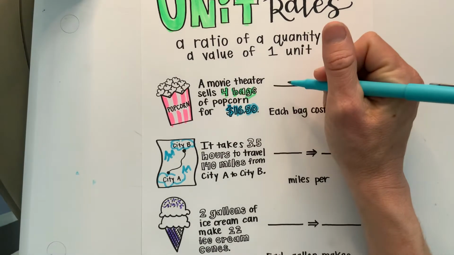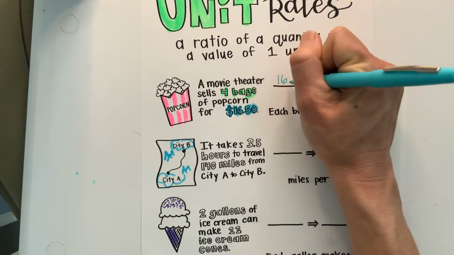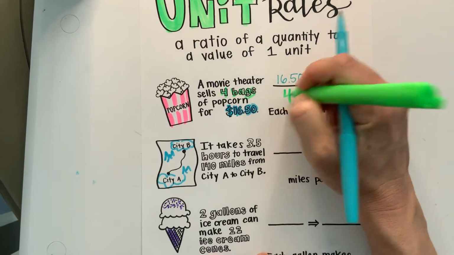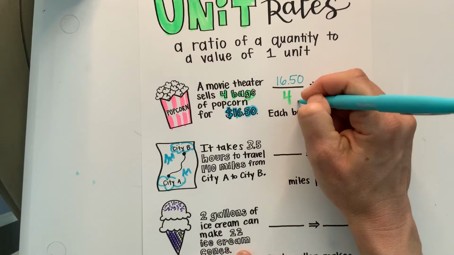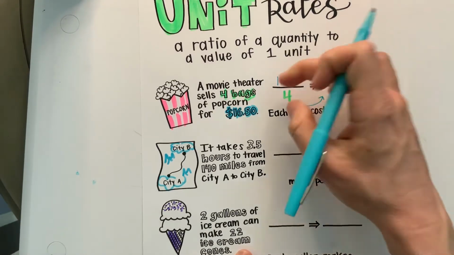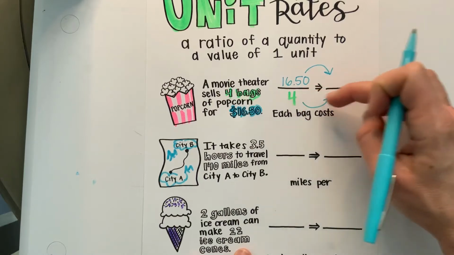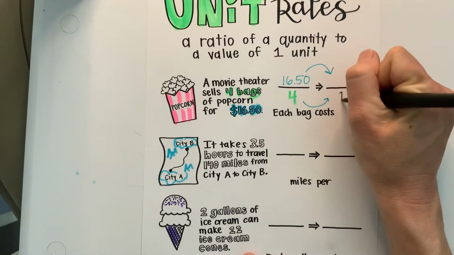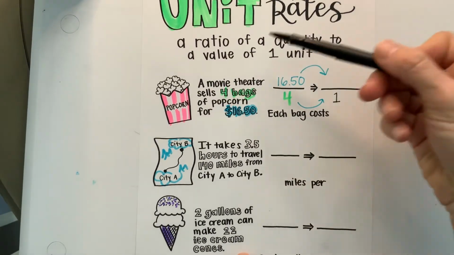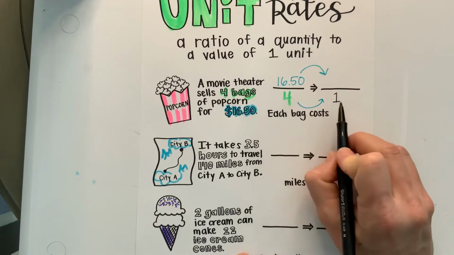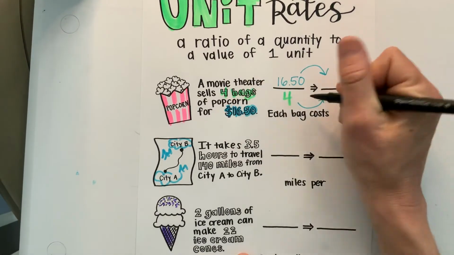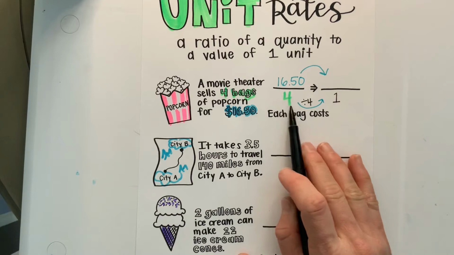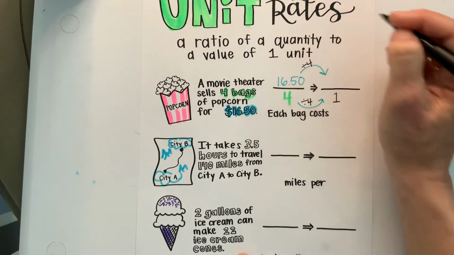So we then could set that up as a ratio in its fractional form. So $16.50 for 4 bags of popcorn. And I want to get it into its unit rate form. So an equivalent fraction or an equivalent ratio where my denominator, instead of being 4, I want it to be 1. Because we know a unit rate has the denominator value of 1. So to go from 4 to 1 in an equivalent ratio situation, I need to then divide it by 4. So if I divide my denominator by 4, I need to divide my numerator by 4.